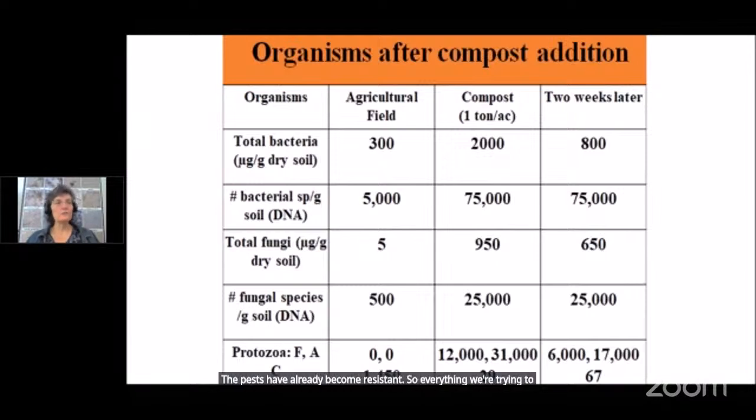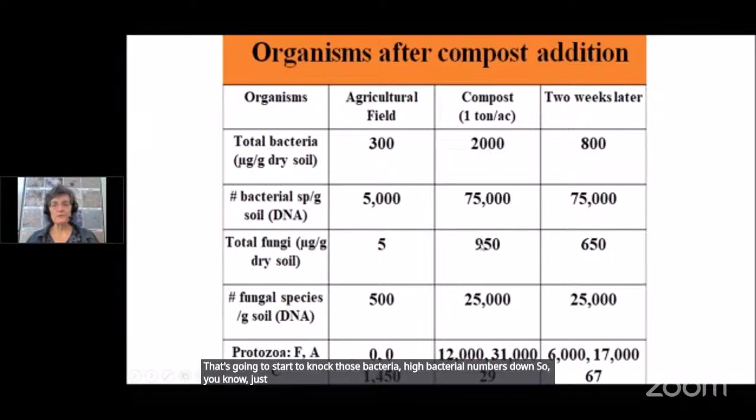So how do you fix this problem? You build the organisms. So let's look down the compost layer. We applied compost at 1 ton per acre, but we had really good biology. Yeah, the bacteria were a little high, 2,000, but look at the protozoa. That's going to start to knock those high bacterial numbers down. So, just hold on. The protozoa will do their job.